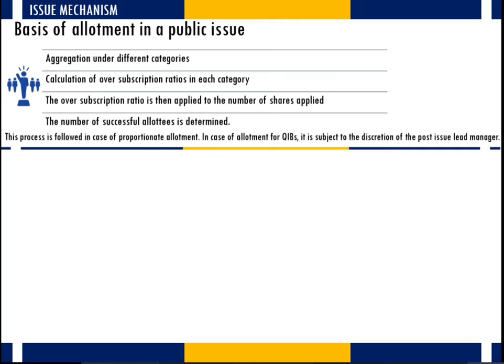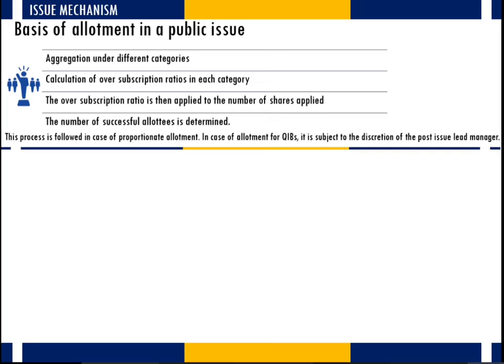Now the question is, how do you decide first of all who will get shares and who will not get shares? Before you could do that, you have to follow certain things. First, you have to do segregation. Okay, I have issued 100 shares. In that, 50% reservation is given to qualified institutional buyers, 35% reservation is given to retail investors, and 15% reservation is given to high net worth individuals. So in each category, the applications you have received need to be separated and segregated. That's the first step.